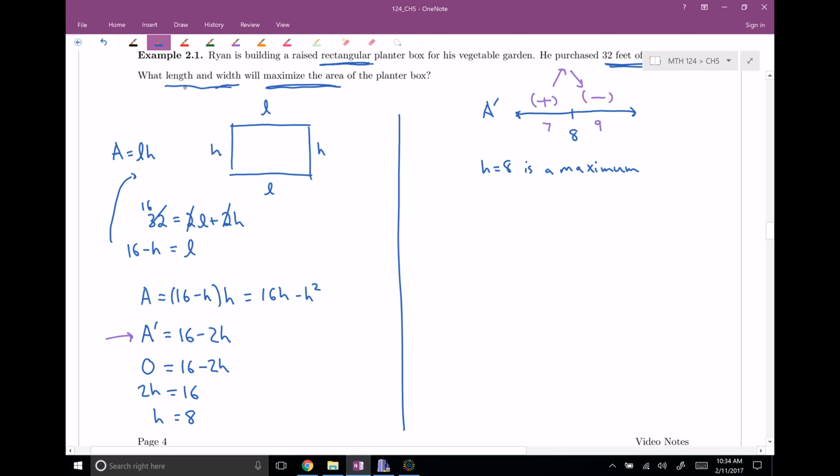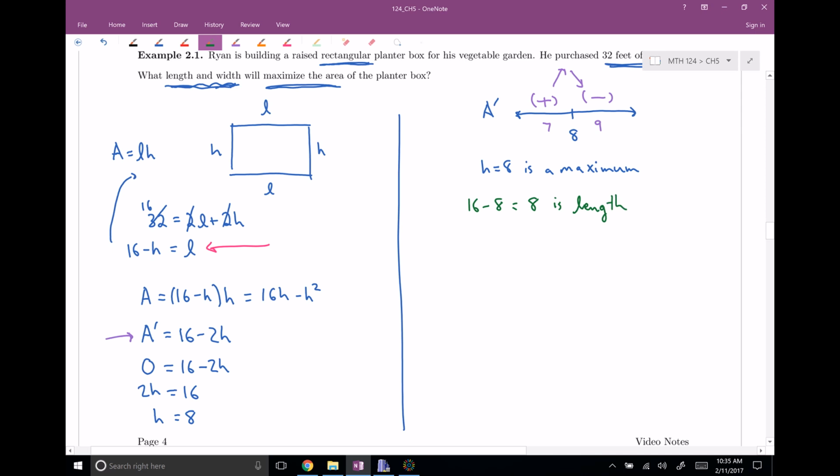Okay, now we need to go back. We wanted to figure out dimensions, length and width. We found 8 is a maximum. Now I'm going to go back here. It looks a little bit messy, but right here I have a way to say, if you have an H value, you can get out an L value. So let's do that. 16 minus H, so 16 minus 8, equals 8. That's going to be our L value, the length.